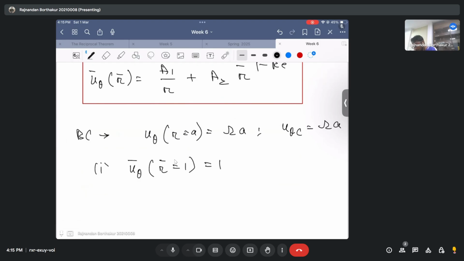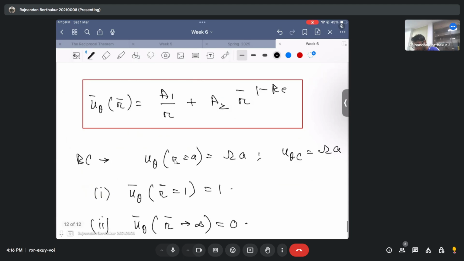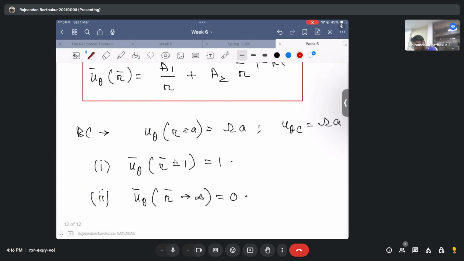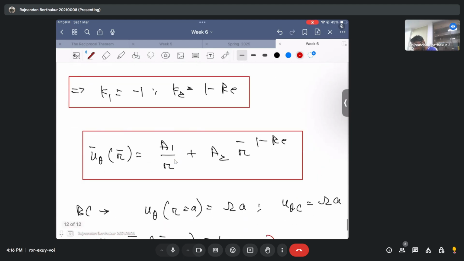So that's one of our boundary conditions. The second boundary condition is that the disturbance, the velocity basically goes to 0 at far field, which means that u theta bar at r bar tending to infinity is equal to 0. Okay. Now let's use these boundary conditions in this. I'll name this as equation 5.